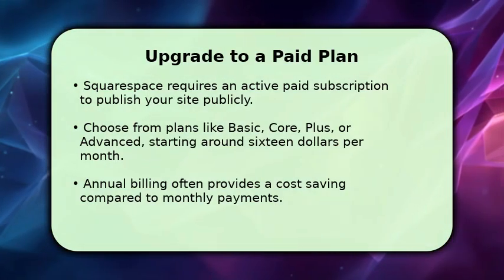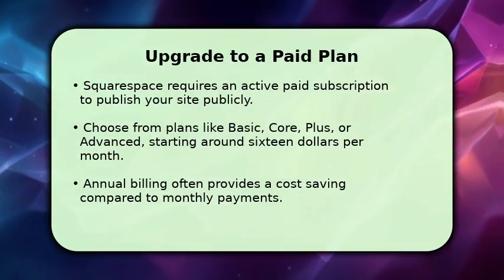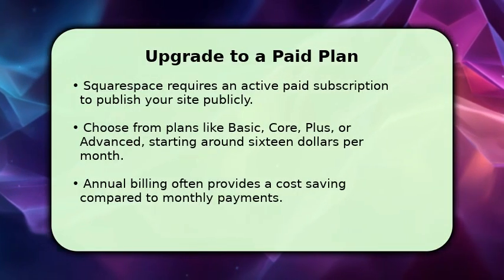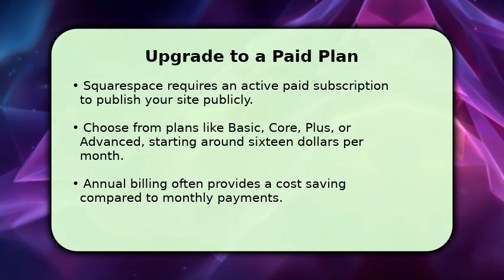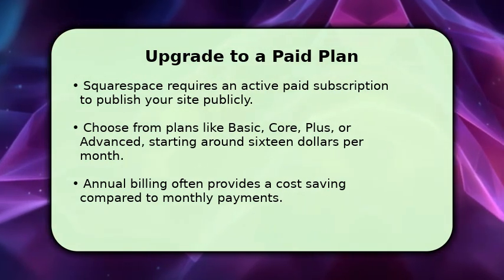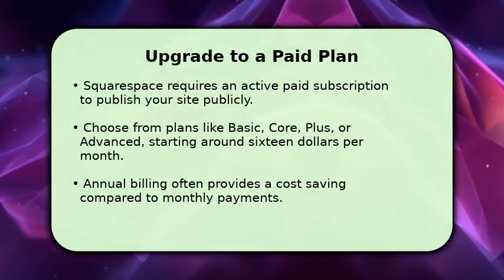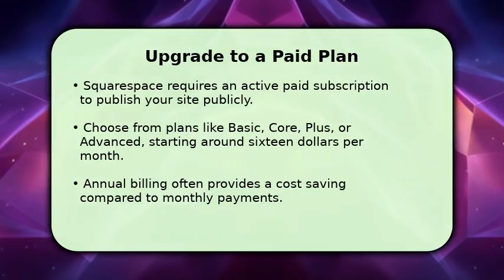To make your site public, you must upgrade from the free trial to a paid Squarespace plan. Squarespace offers several plans, such as Basic, Core, Plus, and Advanced, with prices starting from approximately $16 per month when billed annually. Upgrading ensures your site has the necessary hosting and features to be fully live. You can typically find the upgrade option in your billing settings.